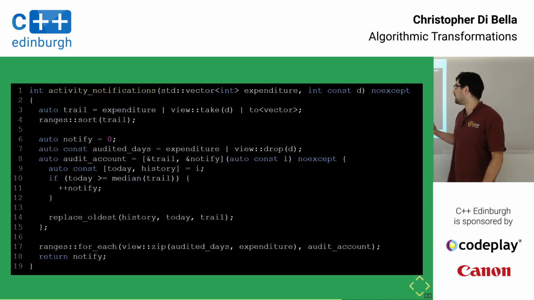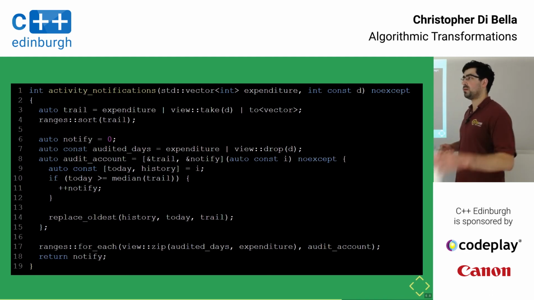But if we're going to put that into lambda, then we need to use something to join two of the ranges together. That is the audited days and the full history. So that way we can look back, because otherwise we wouldn't be able to look back. Are there any questions at this point?